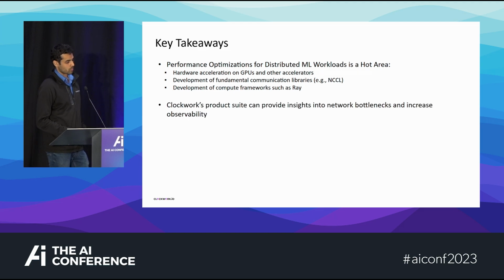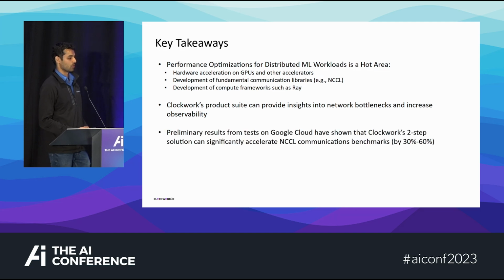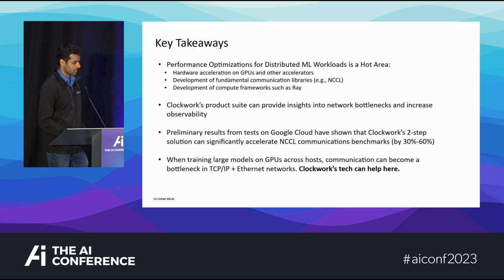Where Clockwork plays a role is, first, we can provide very good insights into network bottlenecks and increase observability. And the second is control. We can show that by turning on our two-step optimization solution, we can significantly accelerate the communications benchmarks and improve the time that it takes to do a lot of these training jobs. Finally, when training these large models on GPUs across hosts, communication can become a bottleneck, specifically when we're talking about these TCP/IP on Ethernet networks. And this is exactly the place that Clockwork's tech can help a lot.